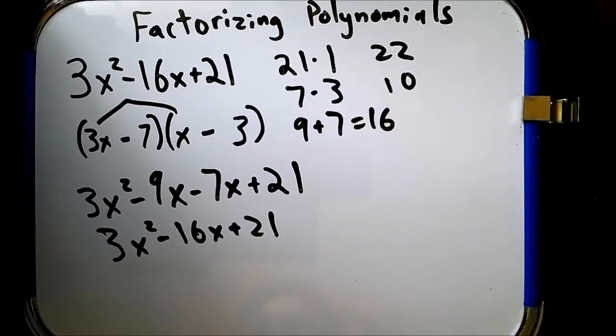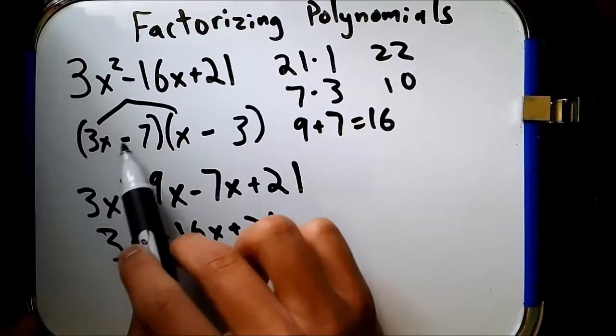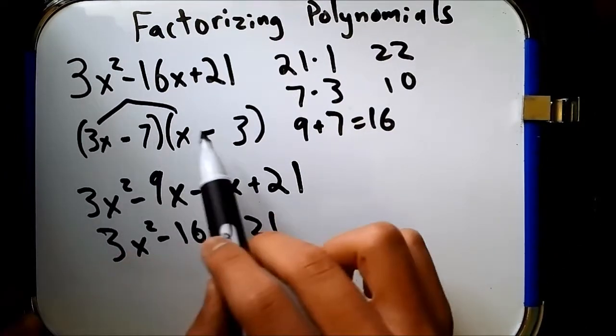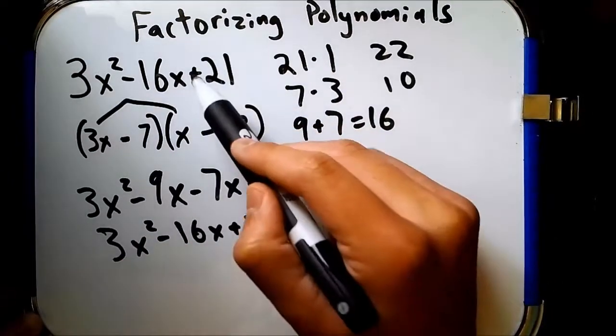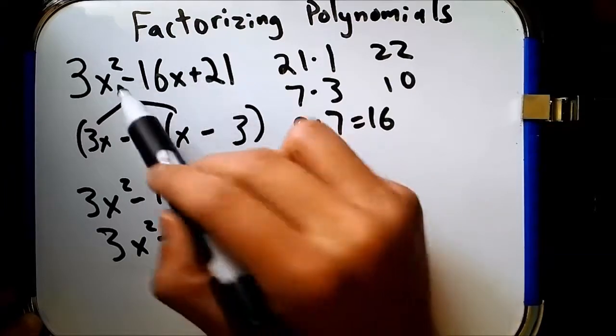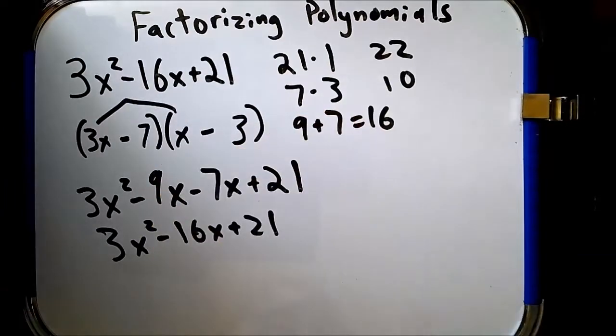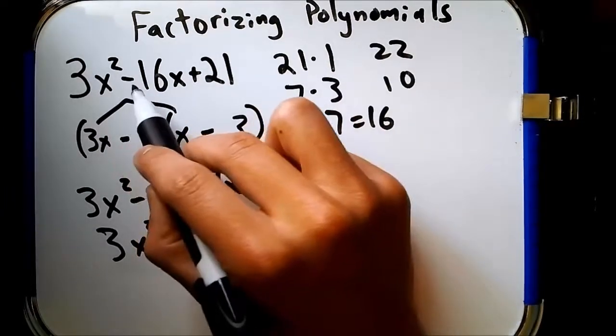Now I hope you can understand that when you have two negatives, they multiply to be a positive right here. So if you have two negatives right here, the last term should always be positive, and the middle term will always be negative.